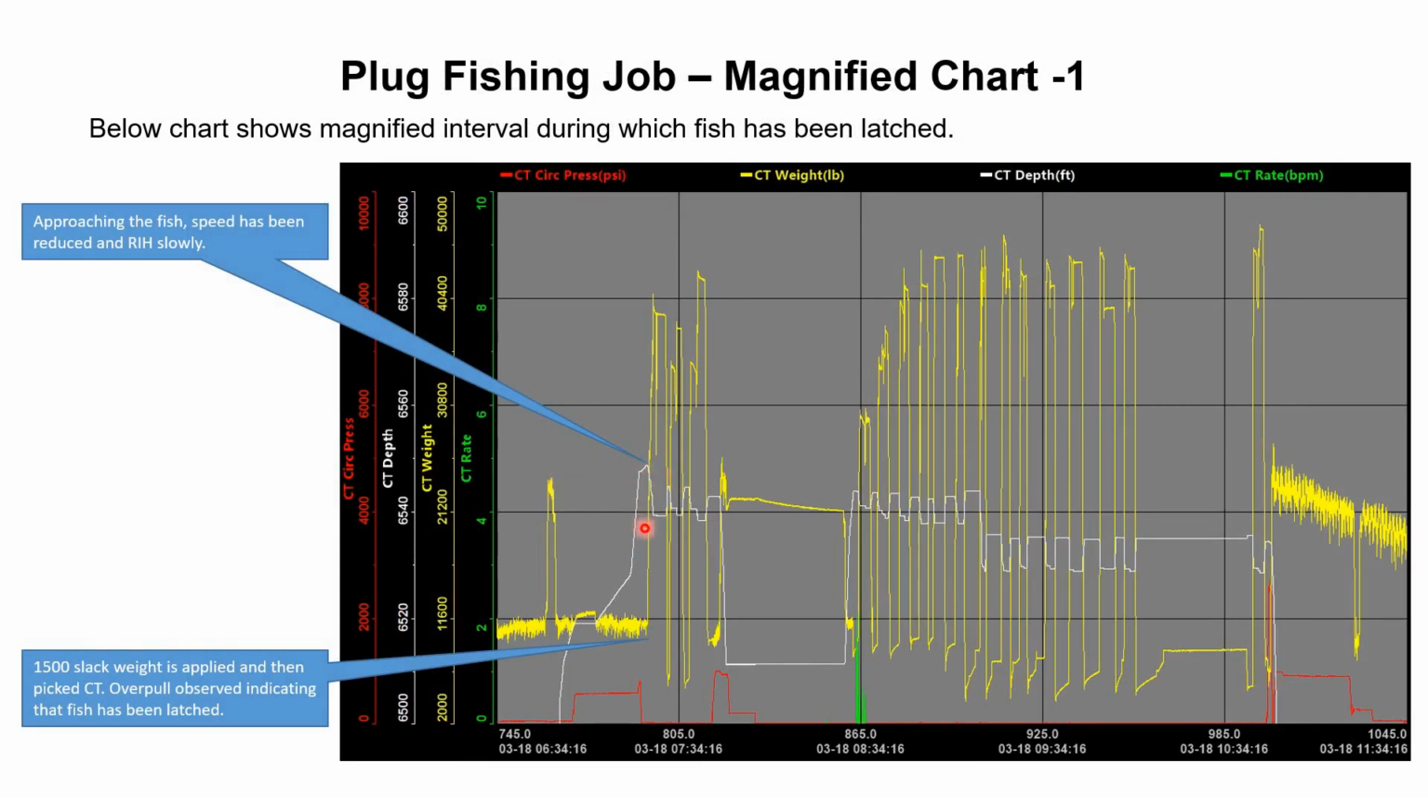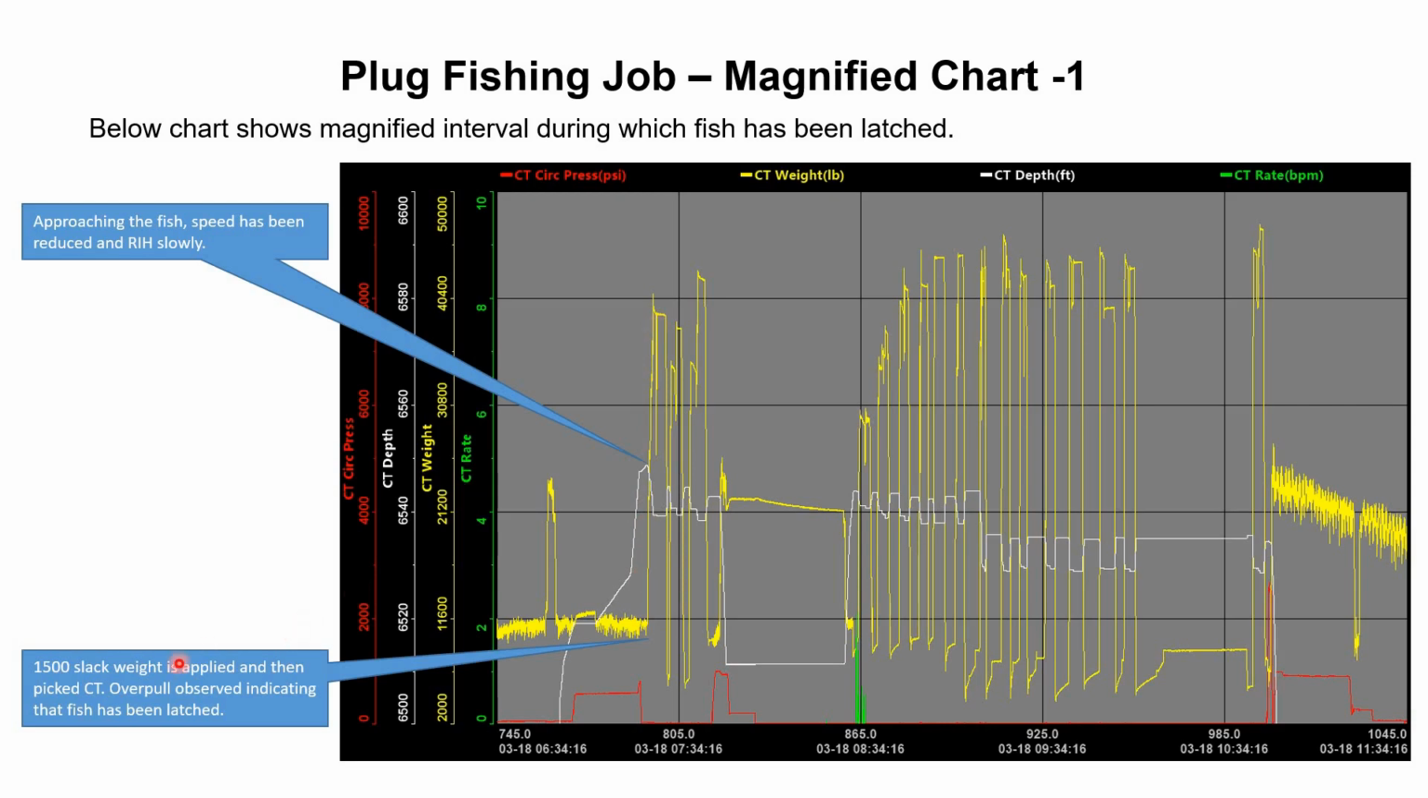Here once we slack and then pick the coil, we can see our weight has increased up to 40,000, that is approximately 18,000 pounds overpull. It means we have latched the fish, and we are lucky enough that we latched the fish in the first attempt: we just gave it the slack, and once we picked up we observed the overpull, and overpull is an indication that we have latched the fish.